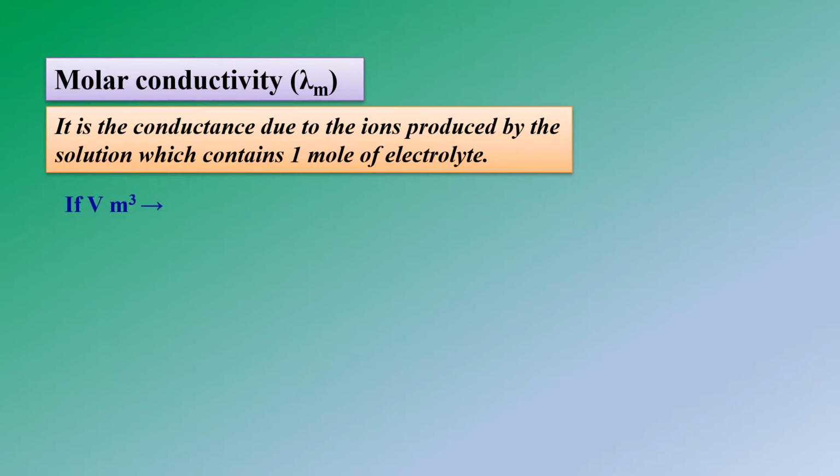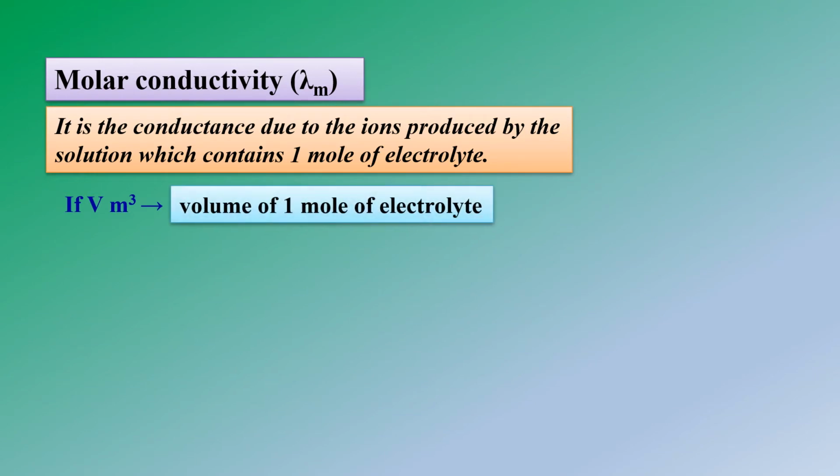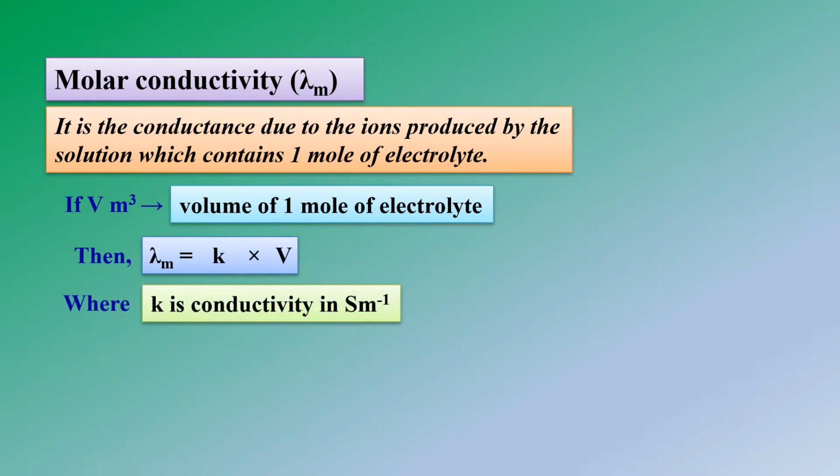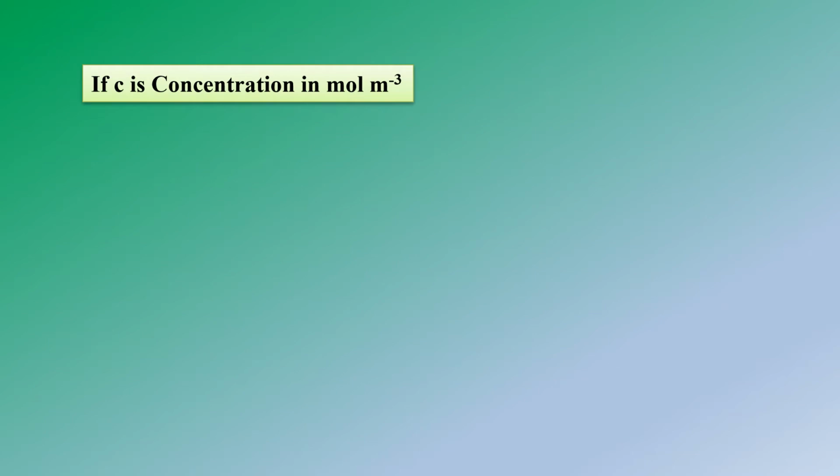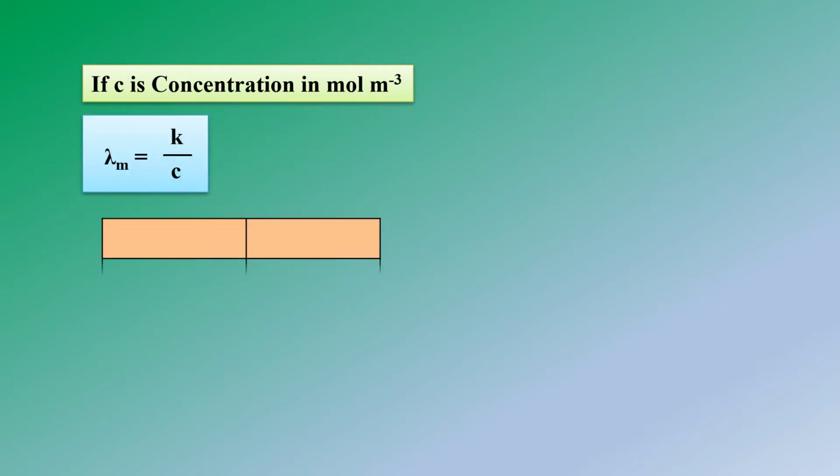If V meter cube is the volume of 1 mole of electrolyte, then lambda m is given by the formula K into V, where K is conductivity in Siemens per meter and V is the volume. Let us consider the conductance of 1 meter cube of electrolyte. If C is the concentration in mole per meter cube, then lambda m is equal to K by C.